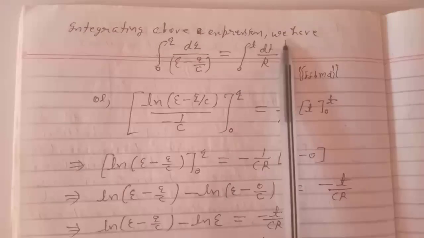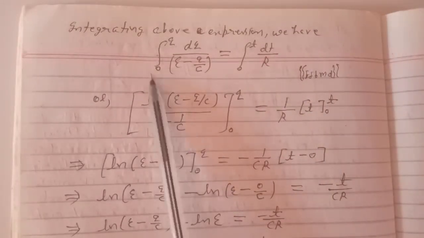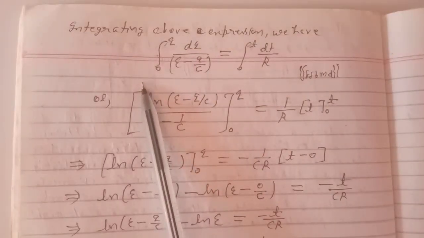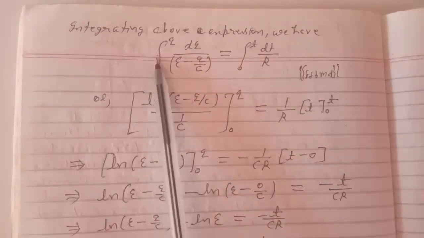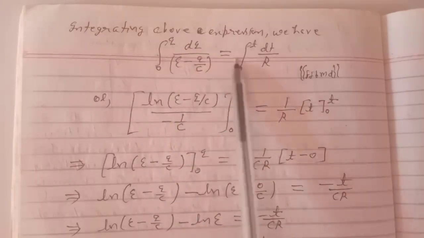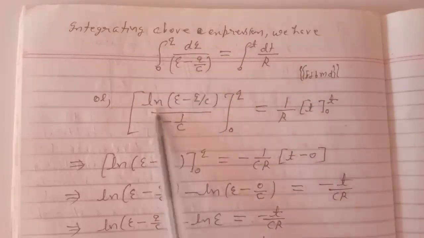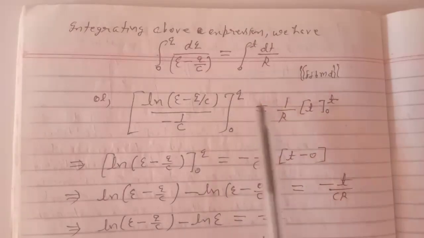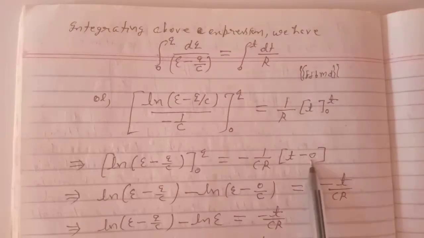Integrating the above expression, we have the limit 0 to Q, that is, the charge on the capacitor goes from 0 to Q, because there is no charge on the capacitor initially, and finally the charge on the capacitor becomes Q. So dq by (E minus q by C) equals dt by R. Now the value of this is log (E minus q by C) divided by minus 1 by C, with limit 0 to q, equals 1 by R t in the limit 0 to t.